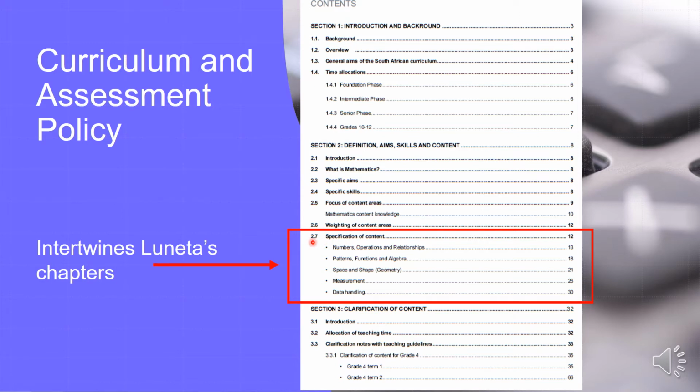Under 2.7, specification of content also goes along with Luneta's chapters for each content area. The first one is numbers, operations, and relationships. The second one is patterns, functions, and algebra. The third one is space and shape, geometry. The fourth one is measurements. The fifth one is data handling.